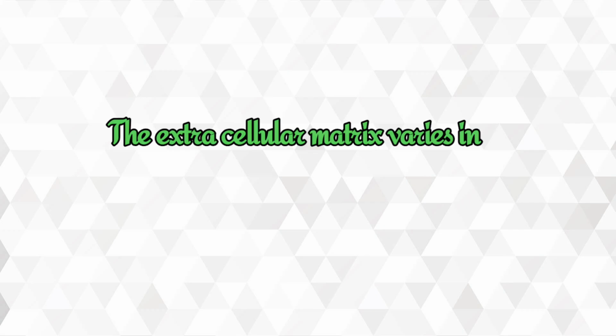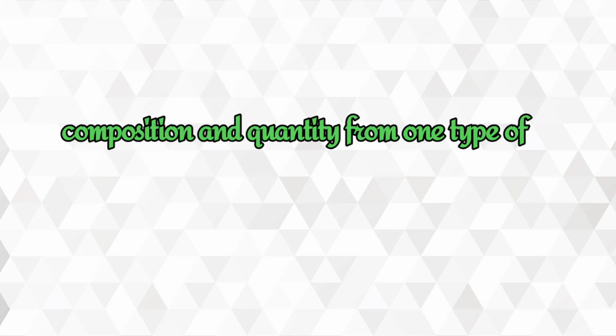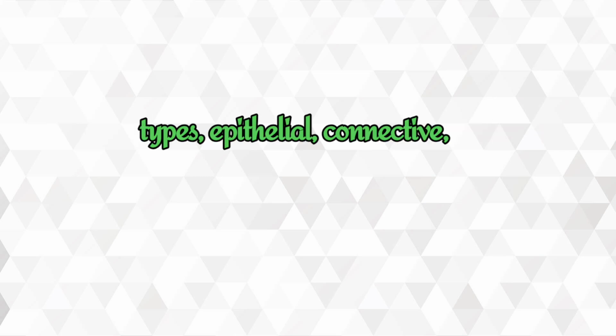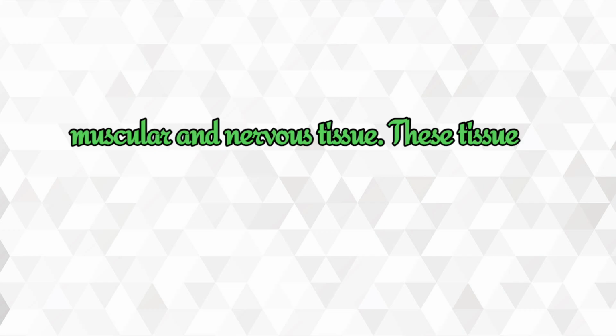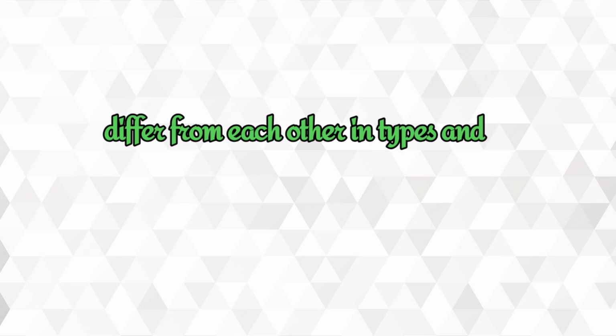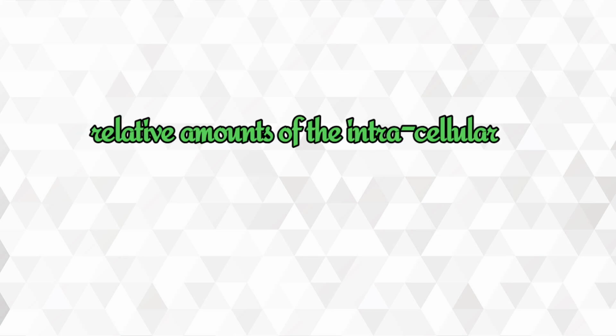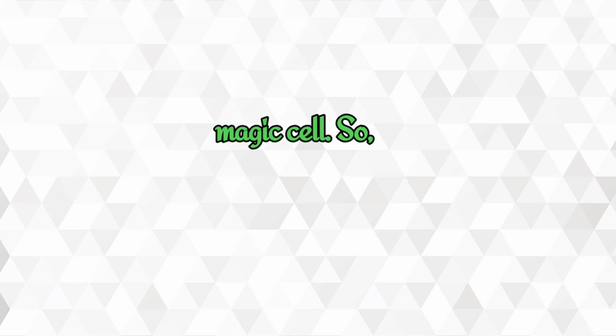The extracellular matrix varies in composition and quantity from one type of tissue to another. Animal tissues are broadly classified into four types: epithelial, connective, muscular, and nervous tissue. These tissues differ from each other in types and functions of their cells, composition, and relative amounts of the intercellular matrix.